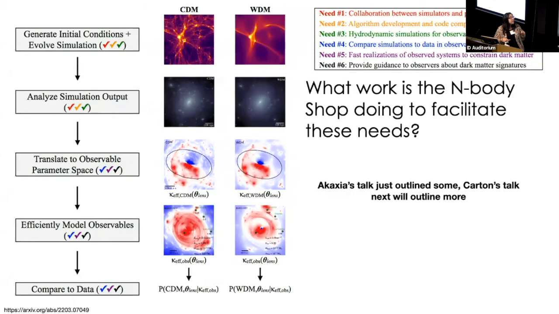But in this white paper, what we also kind of designed was a bit of a roadmap that we need to follow in order to address the needs that I outlined. And so this talks about deriving the appropriate initial conditions, analyzing those outputs, translating them into an observable space, modeling them, and efficiently comparing it to data.